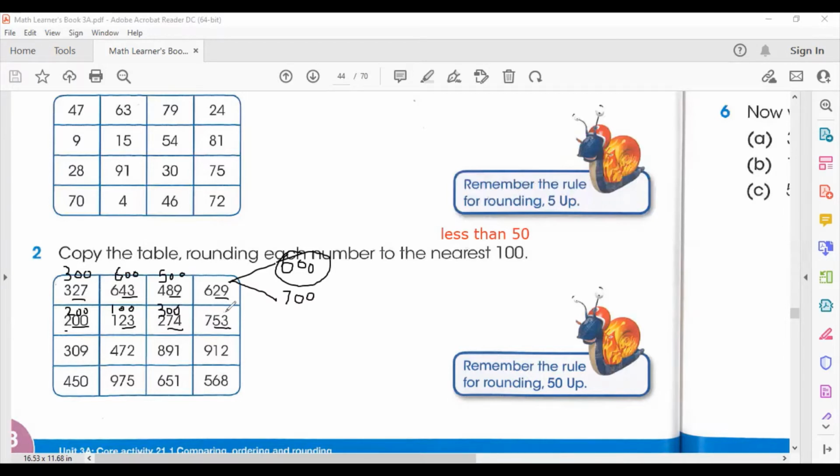753. 53 is bigger than 50. Even 50 we need to change. So 7 plus 1 is 8, write 8 and 0 0, 800. Our answer should be in 100. The last digits automatically change into 0 0. Same like this for the other parts. Let us move to the next page.